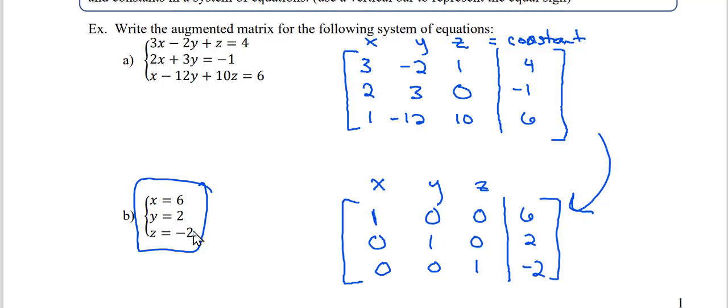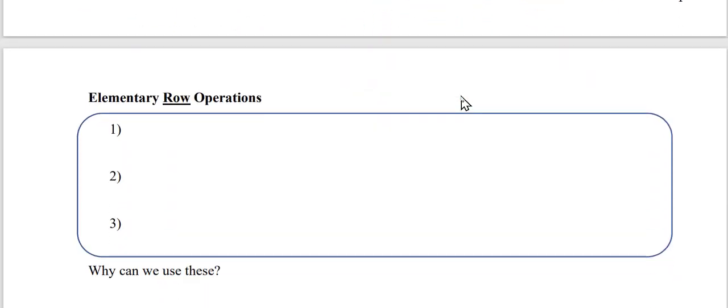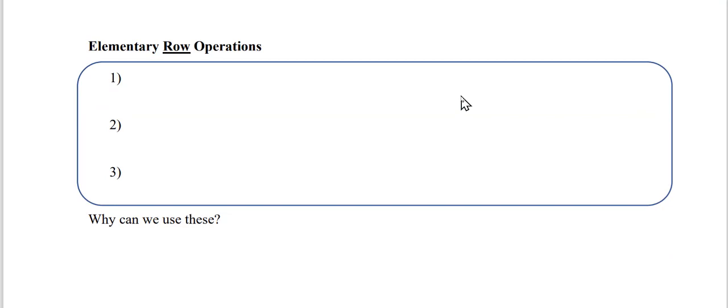This in part B is not the solution to the system of equations in part A, but if we want to go from this really crazy look to something nice and clean where we can read our solutions off, the way we do that is through what are called elementary row operations. We can only do row operations. Well, let me show you what they are, and then we'll talk about why.